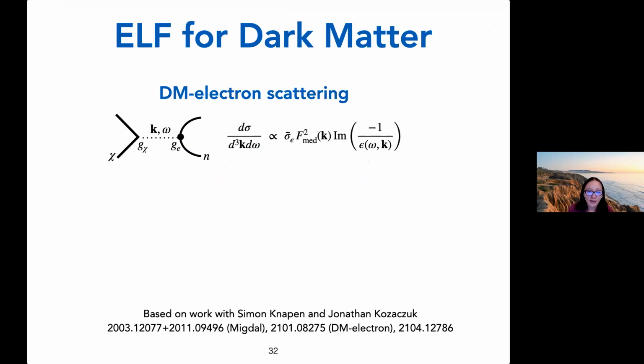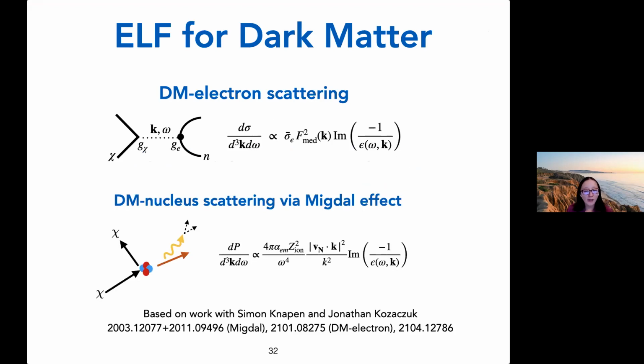So to summarize, there's not just the dark matter electron scattering, but also we describe the Migdal effect in semiconductors with the same energy loss function. So the idea here is that dark matter will scatter off of the nucleus. The nucleus recoils, and usually you're just looking for how the recoil energy is deposited.